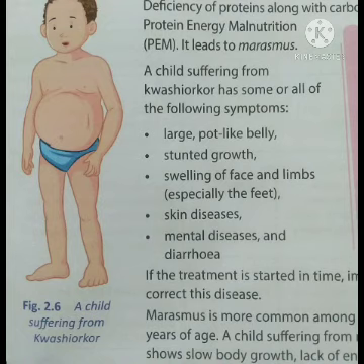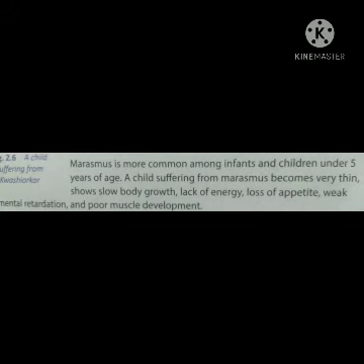Child suffering from kwashiorkor has the following symptoms: large pot belly, stunted growth, swelling of face and limbs, especially the feet, with skin diseases and mental diseases and diarrhea. Marasmus is also common among infants and children under 5 years of age who have slow growth, lack of energy, loss of appetite, weak legs, mental retardation, and poor muscle development. So these are the symptoms of PEM.